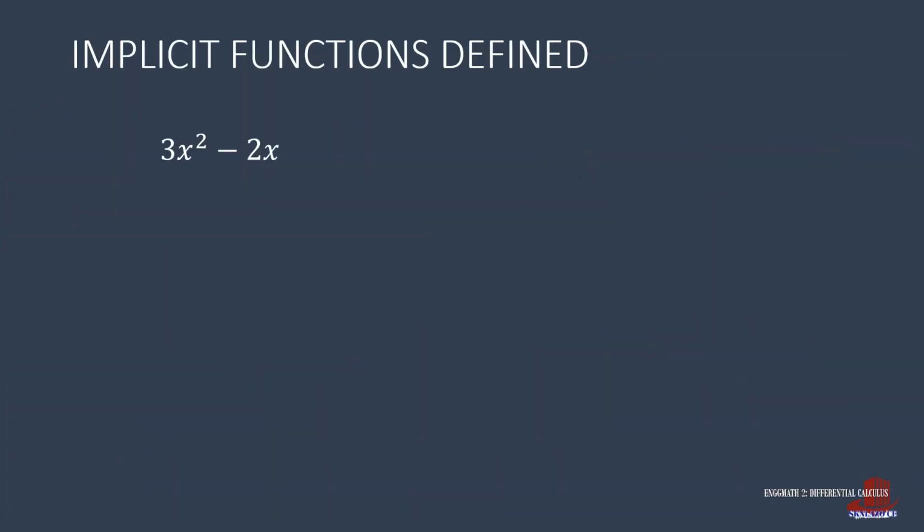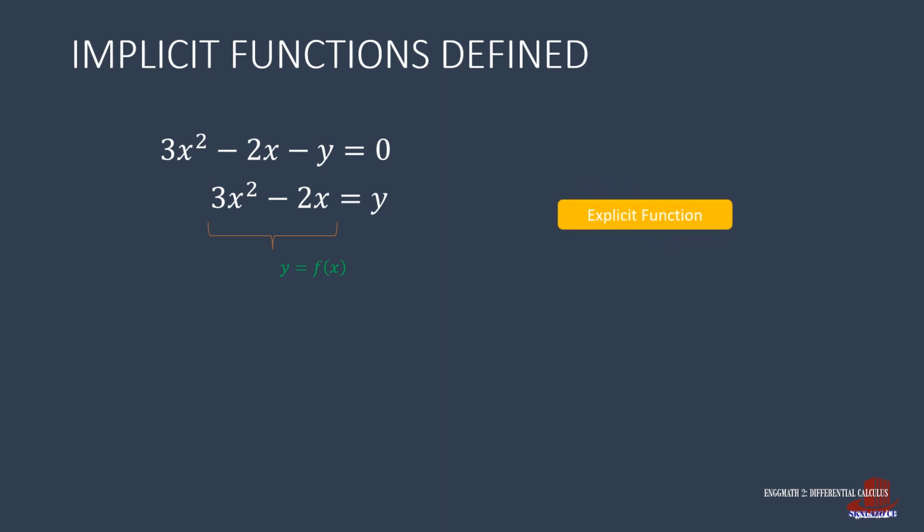Say we have 3x squared minus 2x minus y is equal to 0. By transposing y to the other side, we have 3x squared minus 2x is equal to y. If y is a function of x, or if variables are completely separated, then we call this function explicit.